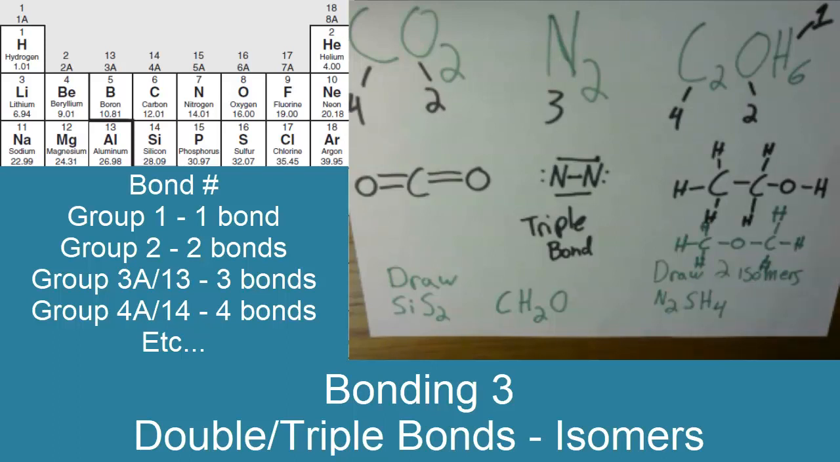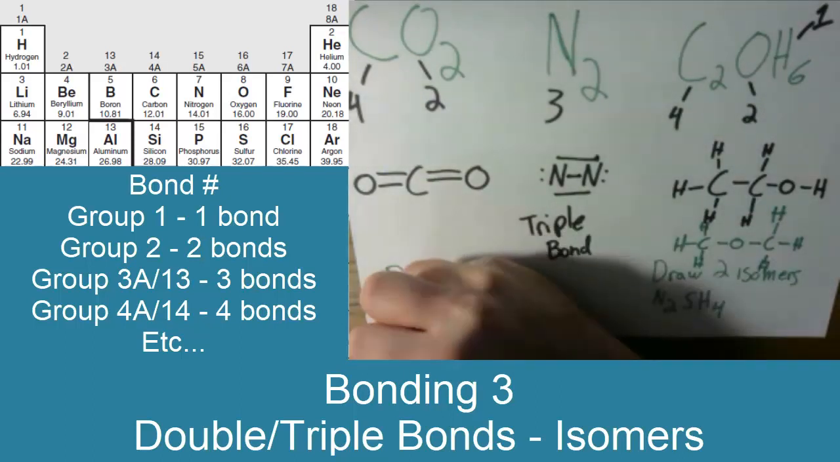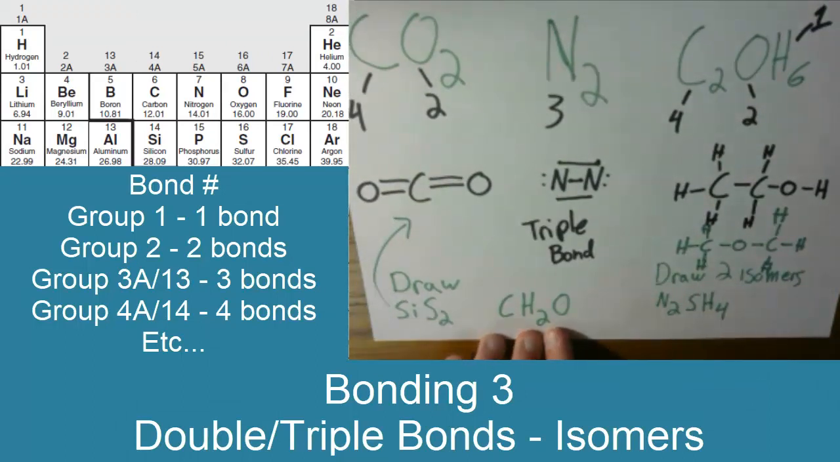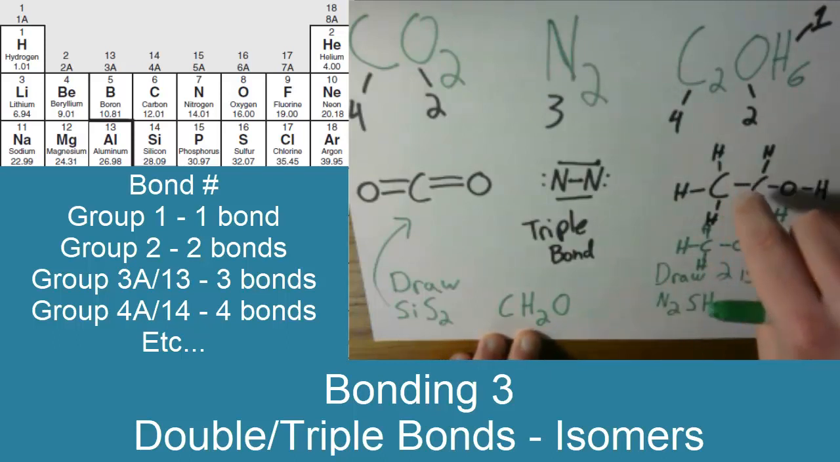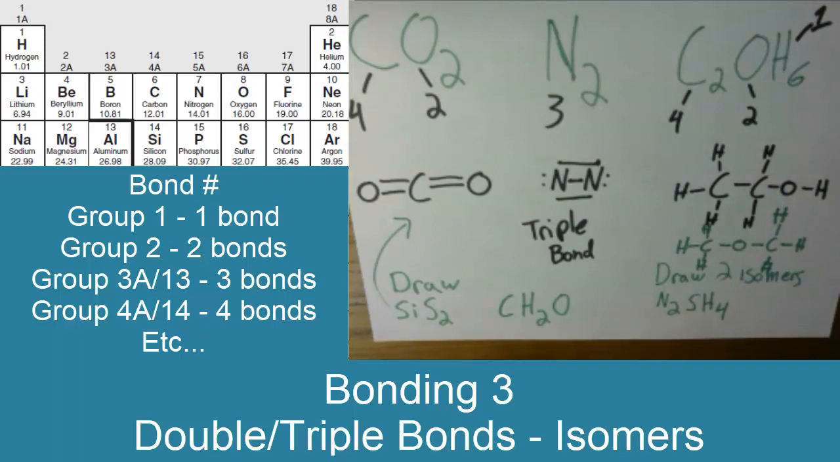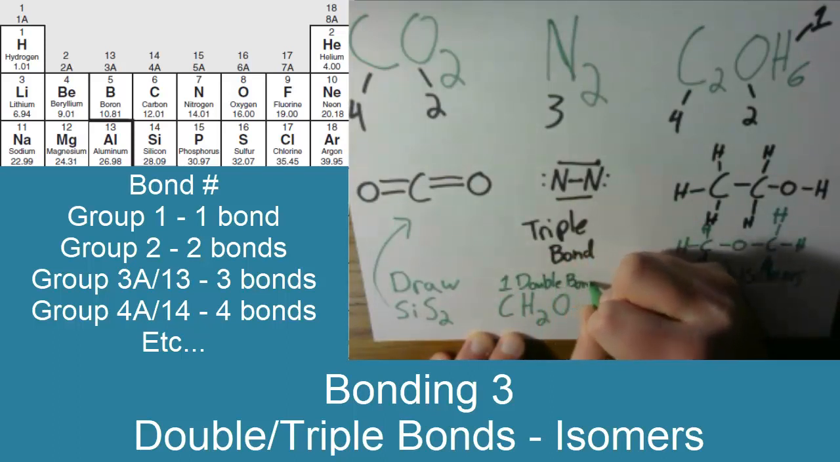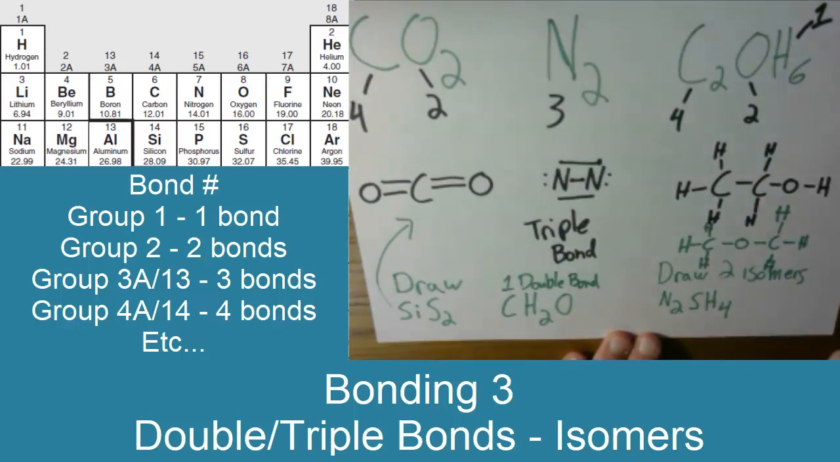Okay, so hopefully at this point you've seen that you can arrange these a couple of different ways. Your assignment for today is to try and draw SiS2, and SiS2 is going to be similar to the example up there. You have CH2O, which is sort of similar to this one, only there is one way to draw it, and this has a double bond. So this has one double bond. And then the last example here says draw two isomers of N2SH4. This example is going to be very much like that one up here.